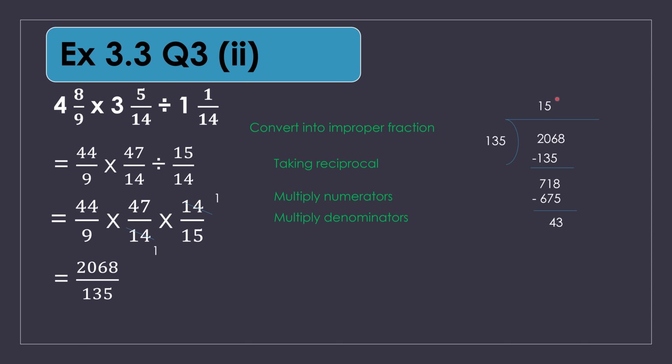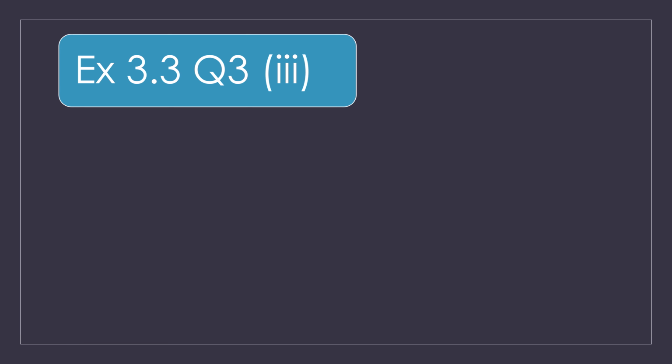After division, we get 15 as a quotient, 43 as a remainder, and 135 is the divisor. Now we will again convert them into a mixed number. And our final answer is 15 whole 43 by 135. This is exercise 3.3, question number 3, part 3.